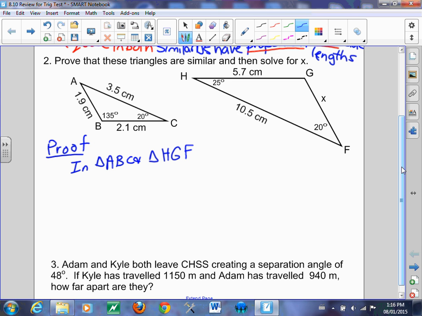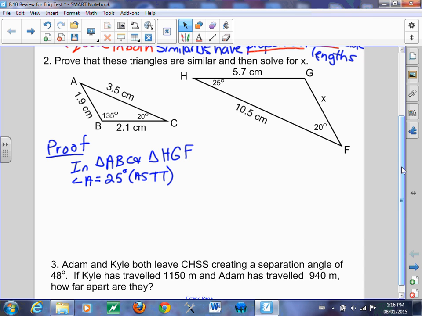So in triangle ABC and triangle HGF, let's take a look at what we can find. Well, first of all, can we find angle A? So angle A equals, if you take 180 degrees, subtract 135, subtract 120, that equals 25 degrees, and put down the short form so you don't have to show that work. ASTT. Likewise, we can also find out angle G. So angle G equals, plug that in your calculator, 180 subtract 25, subtract 20, that equals 135, according to ASTT.